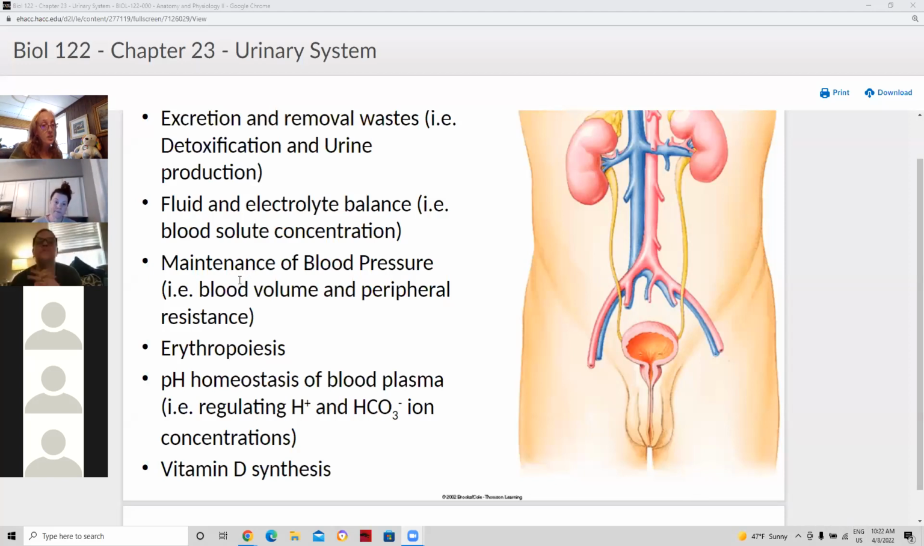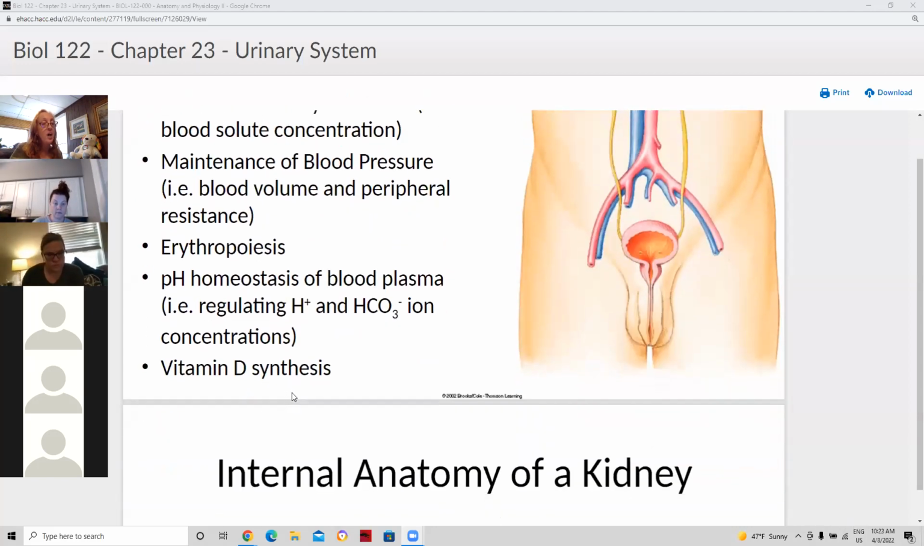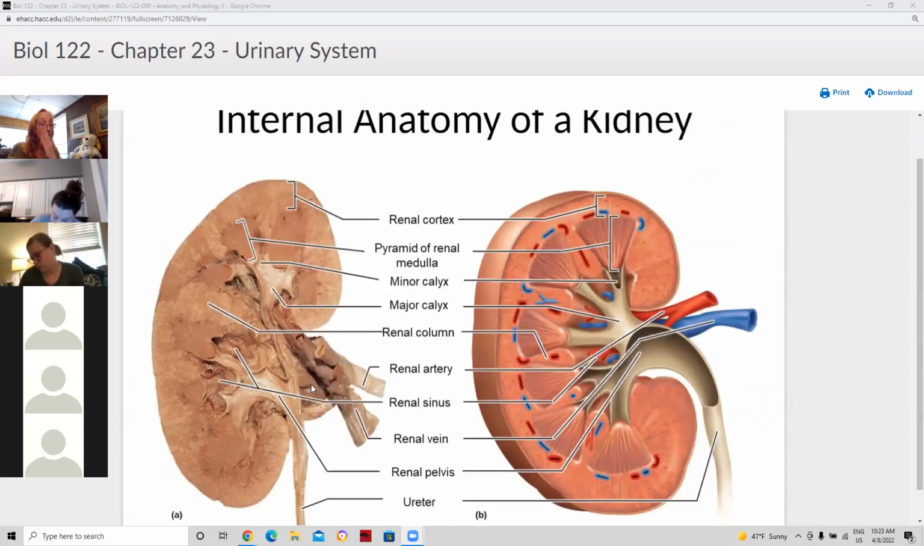So maintenance of blood pressure, blood volume, pH homeostasis of the blood plasma, and vitamin D synthesis. Remember, the final step in vitamin D synthesis occurs in the kidneys. Looking at the internal anatomy of the kidney, you have the renal cortex, which has little indentations into the medulla in the renal columns that flank the pyramids.